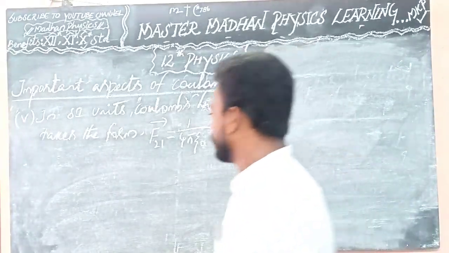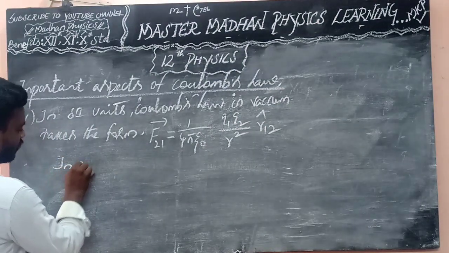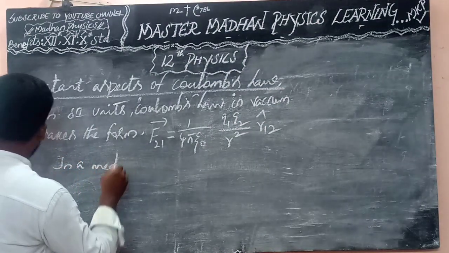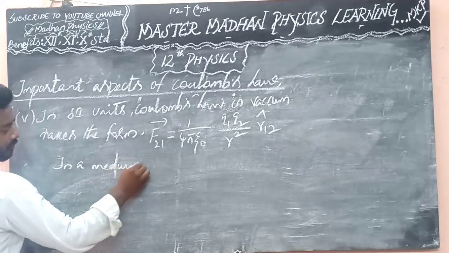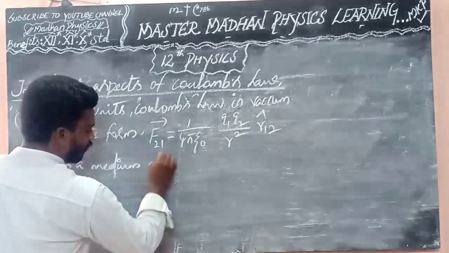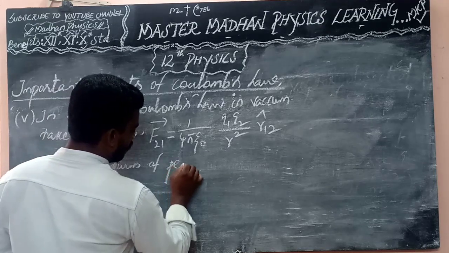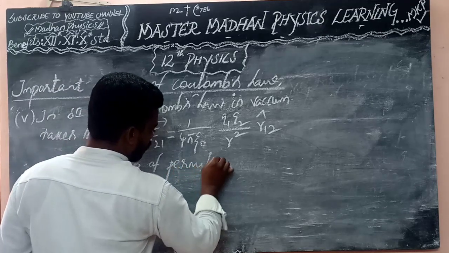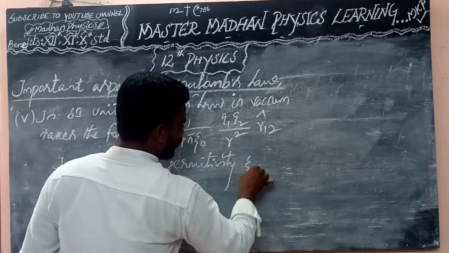Okay, so in a medium of permittivity, that is epsilon.